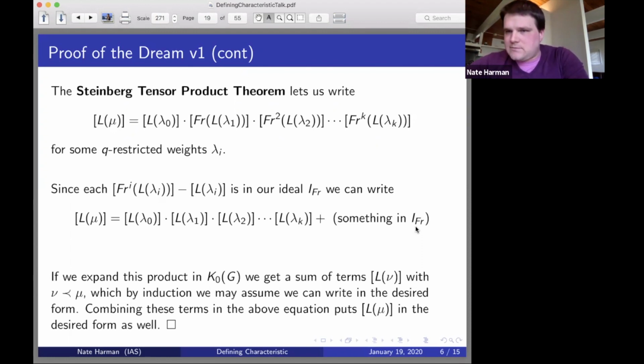Yeah, so that's the entire proof of this version 1 of the dream. It really just follows from the restriction theorem and the tensor product theorem. So that's the decategorified version of Geordie's dream. And now I'm going to want to categorify it. But does anyone have any questions about this theorem?